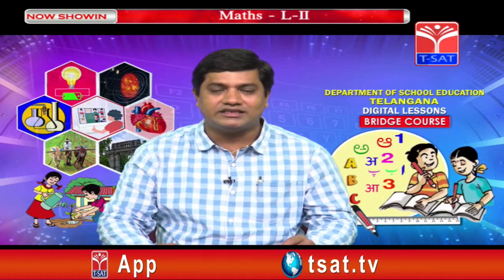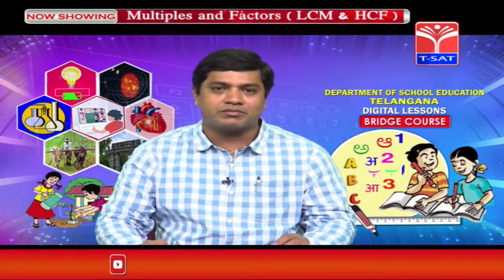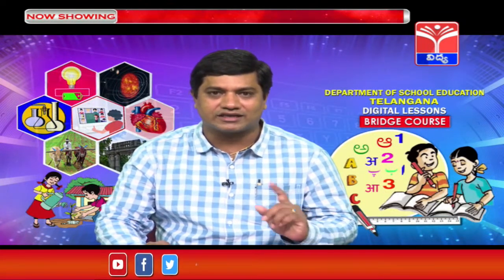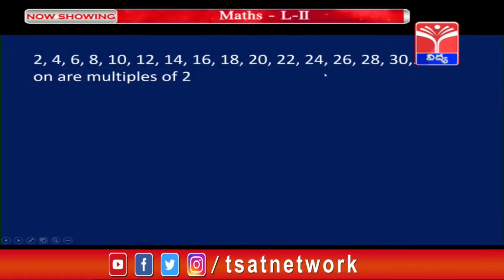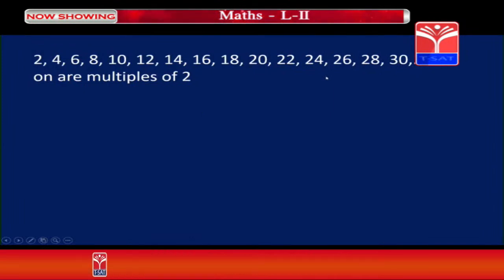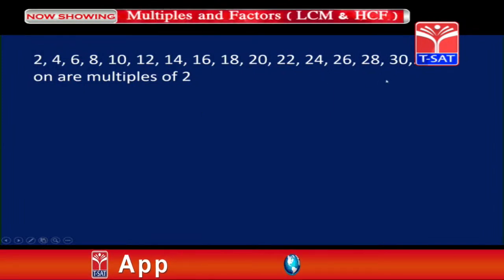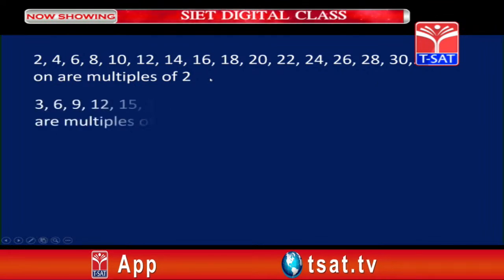Let us discuss the common multiples of 2 and 3. Let us write the multiples of 2 here first. All these are multiples of 2. Write so many multiples of 2, at least 20 multiples, 30 multiples. These are multiples of 2. And now write the multiples of 3.